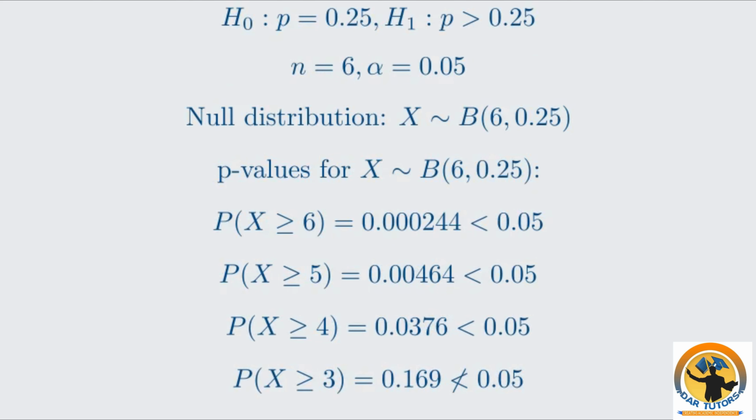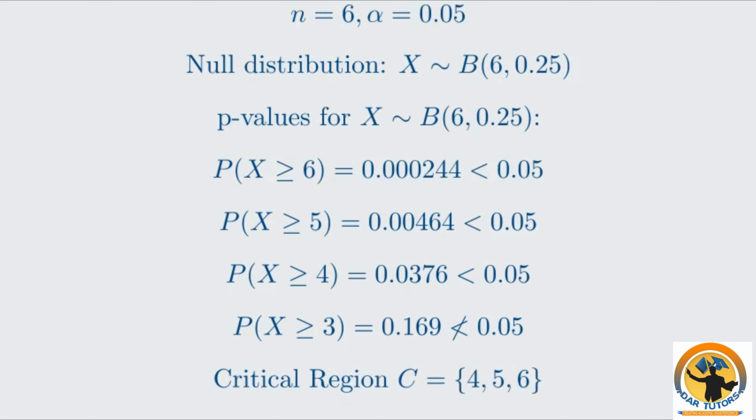Finally, let's check x=3. P(X=3) is approximately 0.169, which is not less than alpha, so x=3 is not in the critical region. This means that any outcome of 4, 5, or 6 would be considered strong evidence to reject the null hypothesis. This set is our critical region, C.